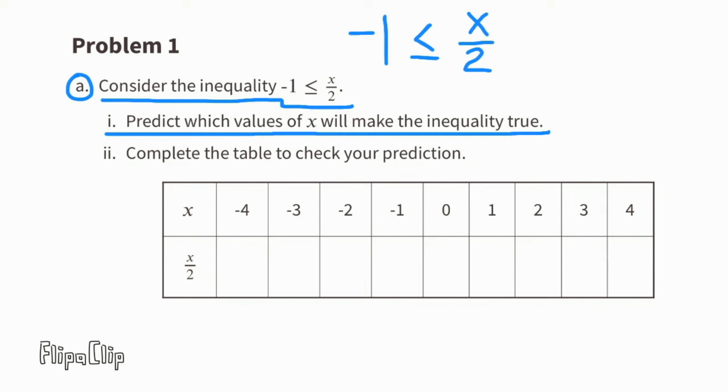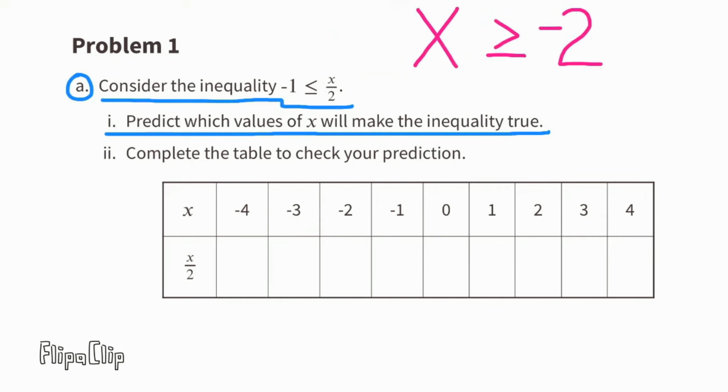We could make it an x rather than x over 2 by multiplying both sides by 2. X divided by 2 times 2 equals x, and -1 times 2 equals -2. Now the inequality reads -2 is less than or equal to x. And that's the same as x is greater than or equal to -2.